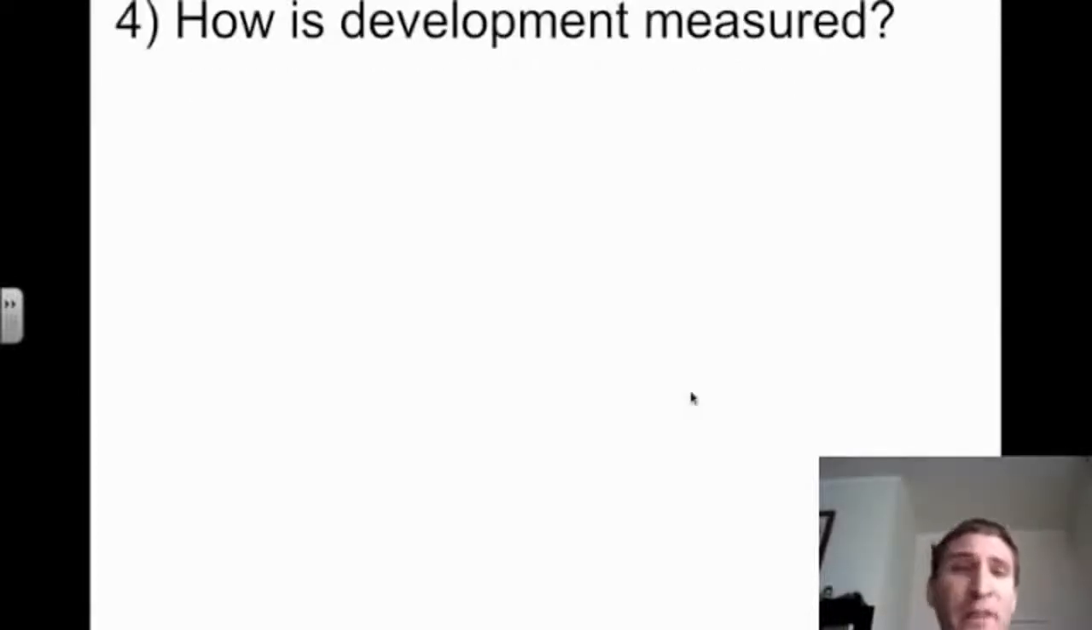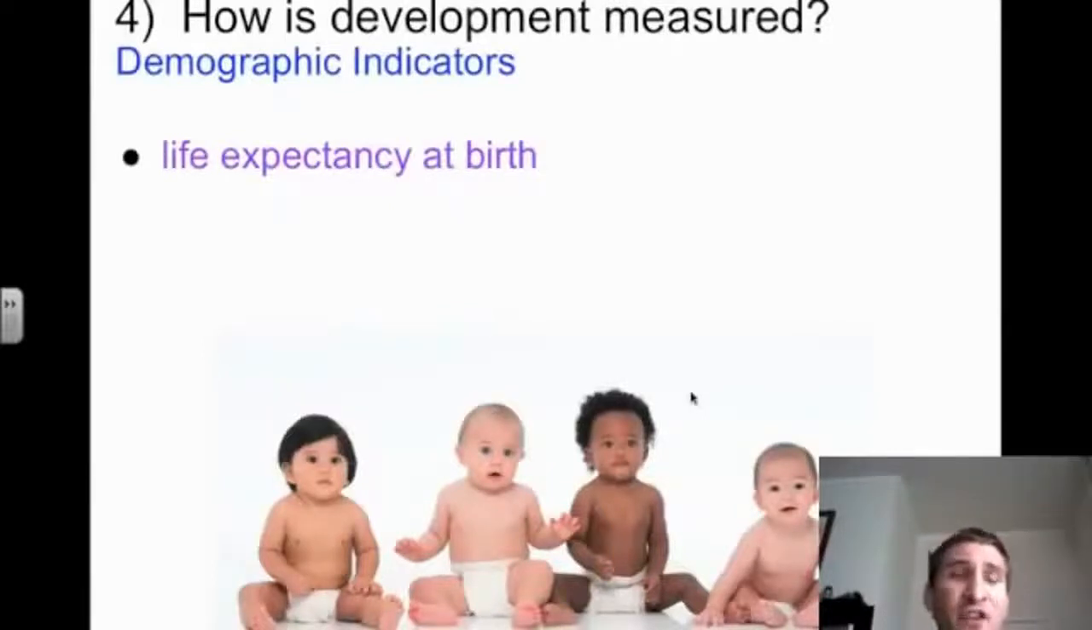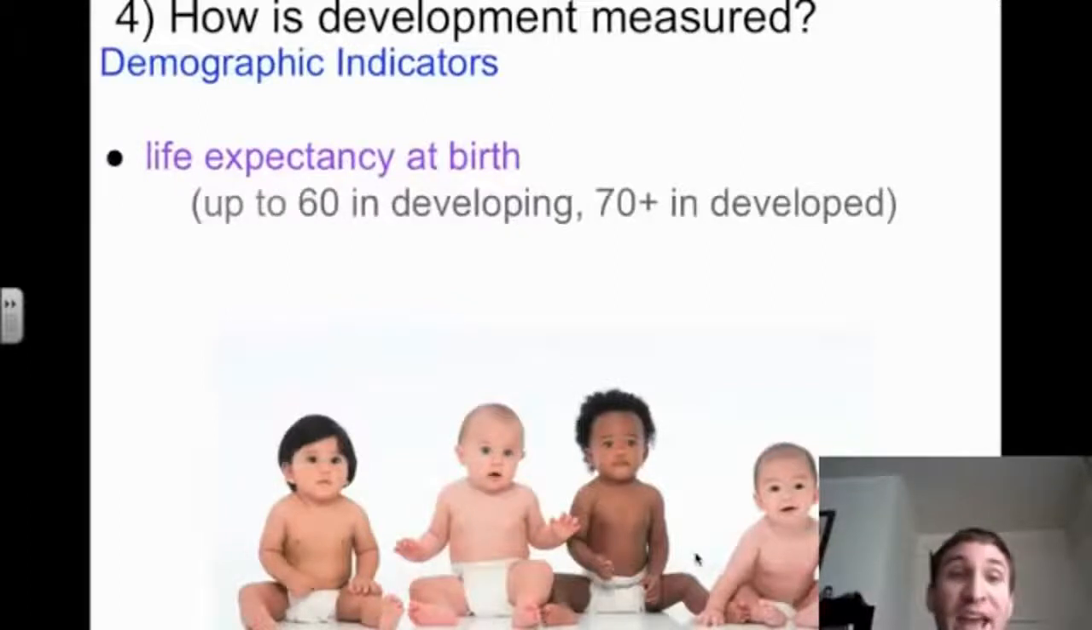How else is development measured? We can say, if you're a demographer, someone who studies people, life expectancy at birth, these babies. If you're expected to live up to age 60, then you're considered a developing country. If in your country a baby is expected to live to 70 years old or more, you are considered a developed country.